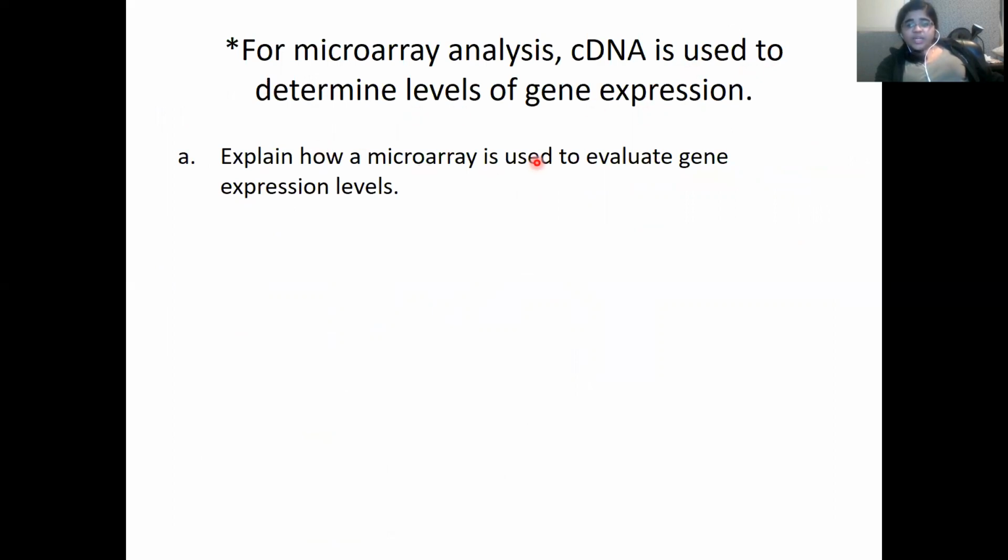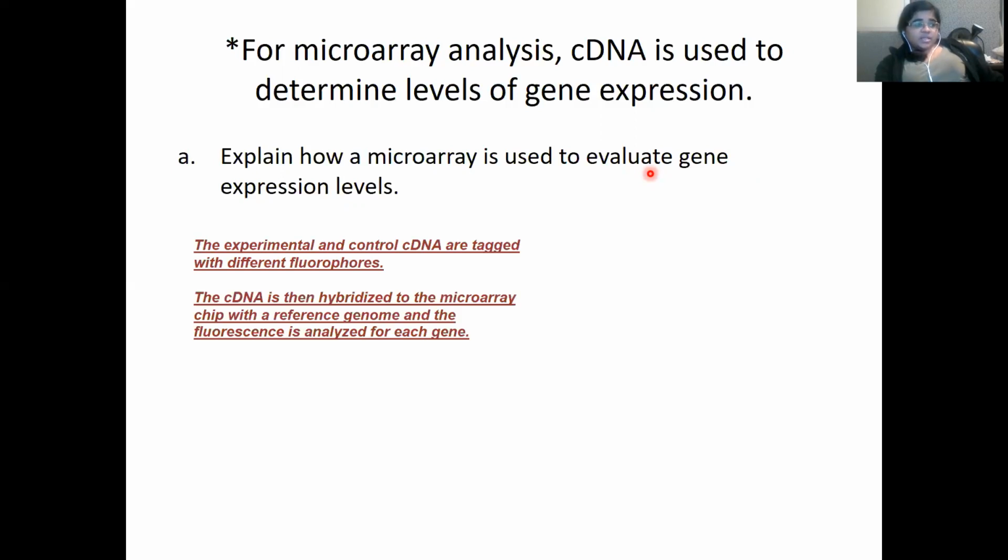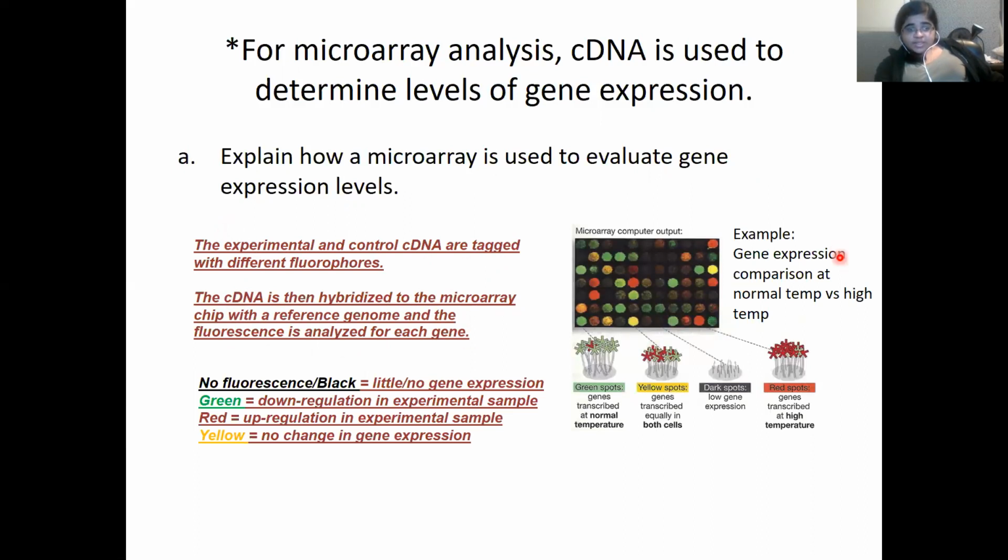Explain how a microarray is used to evaluate gene expression levels. So in this case, the experimental and control complementary DNA are tagged with different fluorophores. The complementary DNA is then hybridized to the microarray chip with a reference genome, and the fluorescence is analyzed for each gene. So this is an example where gene expression is compared at normal temp versus high temp, right?